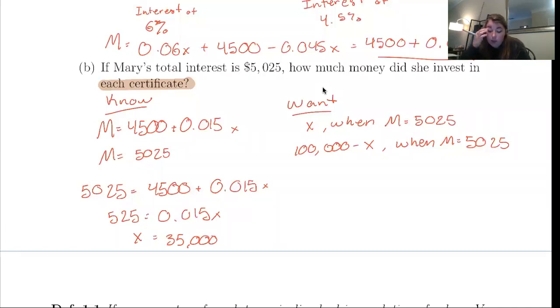Okay, so I got 35,000. What do I do with that number? Is that my final answer? Okay, enough accounting talk.